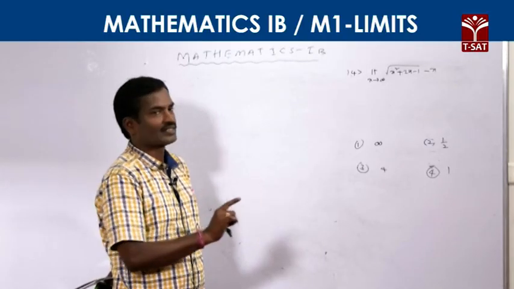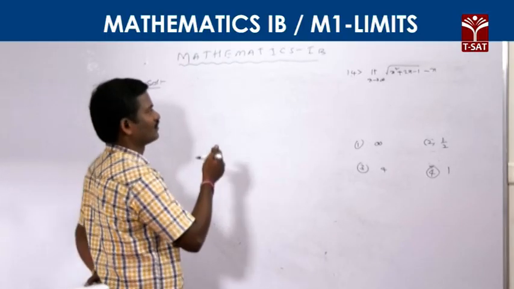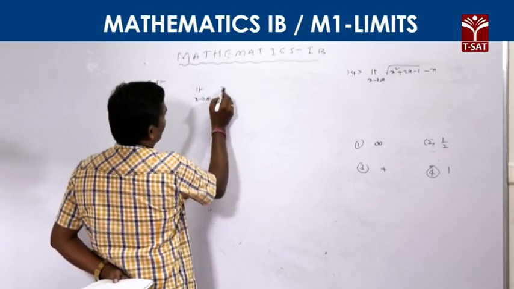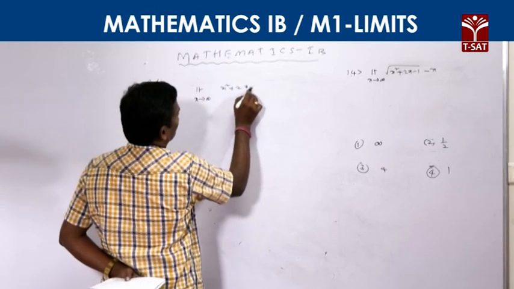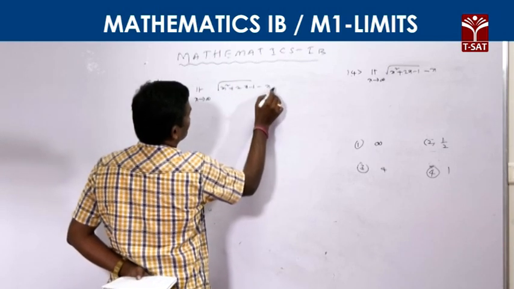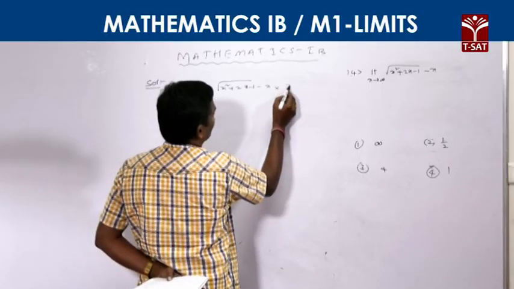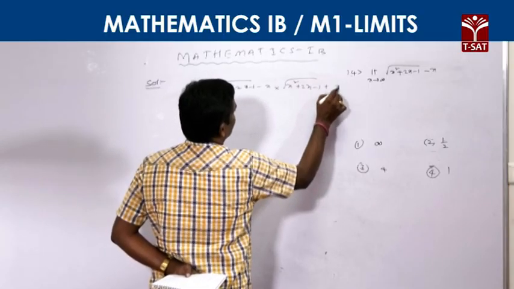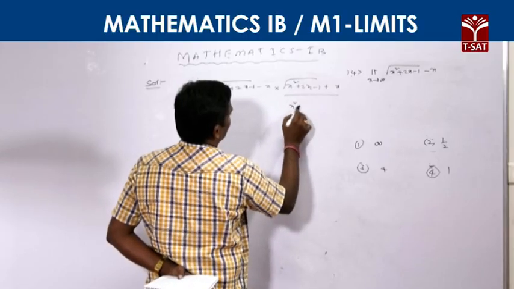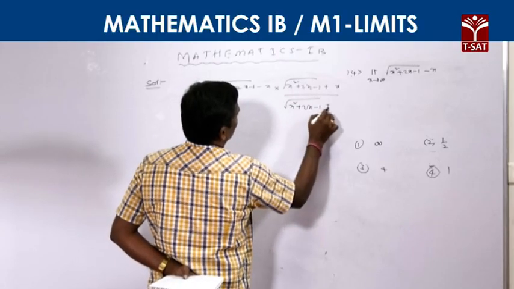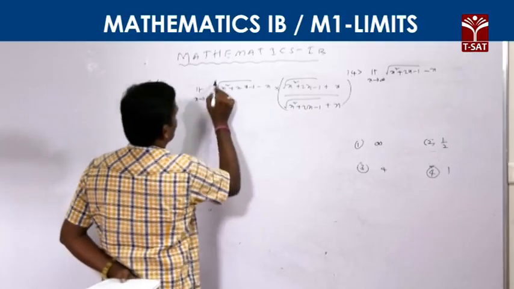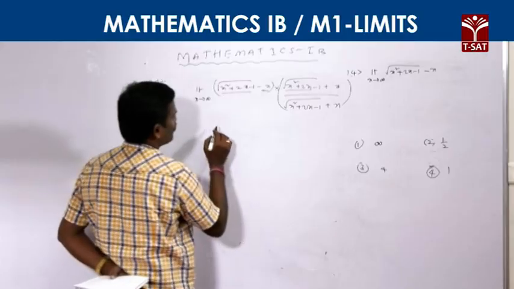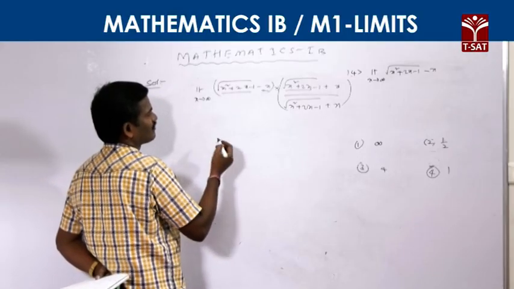For this type of model questions, we need to rationalize the term. So, what term we have? Limit x extends to infinity, square root of x square plus 2x minus 1, minus x. Here, rationalize this function: multiply by square root of x square plus 2x minus 1 plus x, over square root of x square plus 2x minus 1 plus x. The numerator is a minus b, a plus b. So, a minus b into a plus b is nothing but a square minus b square.